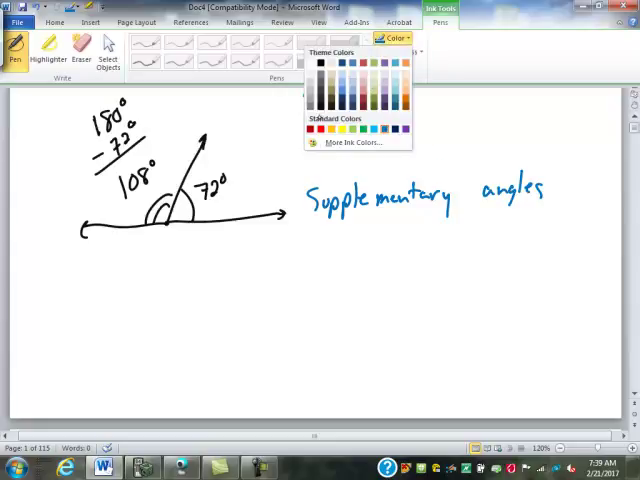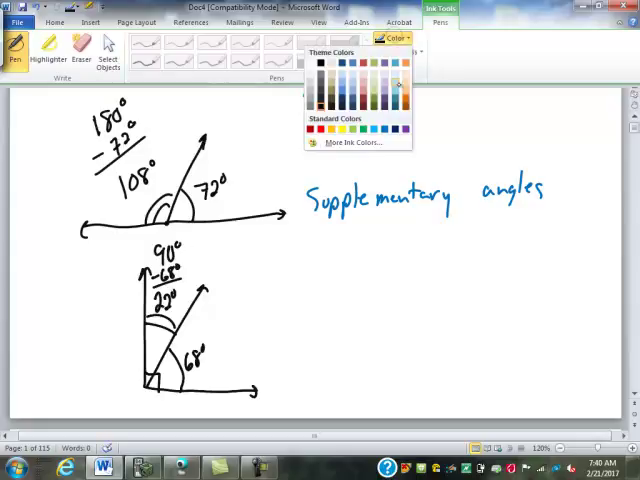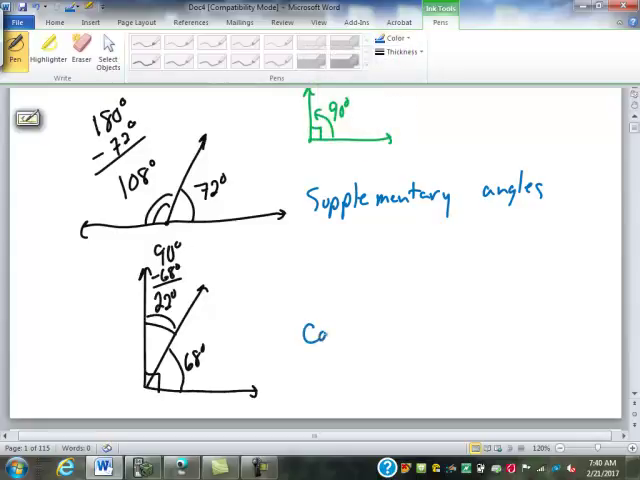We could also have two angles that add up to a square corner. If this angle down here is 68 degrees, what's this one up here have to be? 22 degrees. Very good. 90 minus 68, which is 22 degrees. That is what we call complementary angles.